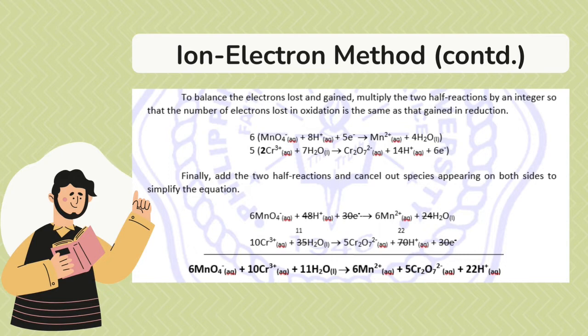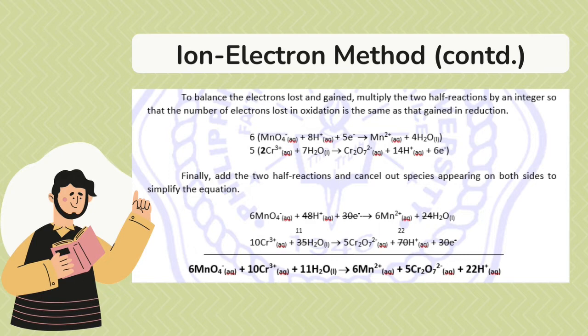So next we have here the oxidation: 10 Cr3+ aqueous plus 35 H2O liquid produces 5 Cr2O7 2- aqueous plus 70 hydrogen ions aqueous plus 30 electrons.